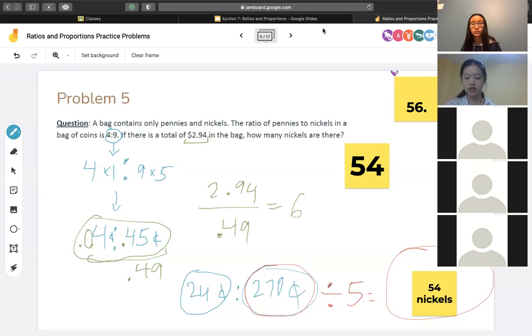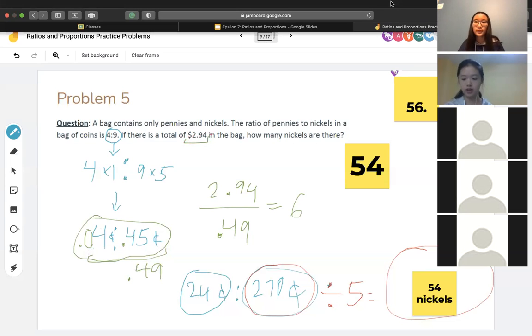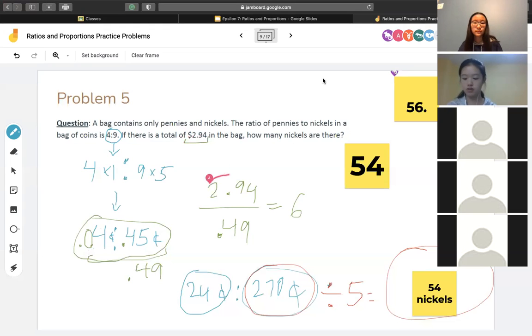And because a ratio basically tells you the number of parts, this ratio compares the amount of money. So the total number of parts in this ratio would be 4 plus 45, or 49 cents. And the total amount of money is $2.94. So if we divide these two together, we get this number 6.